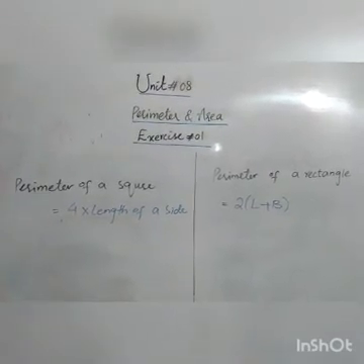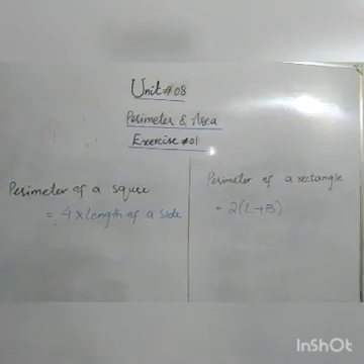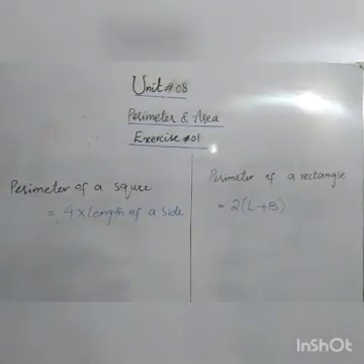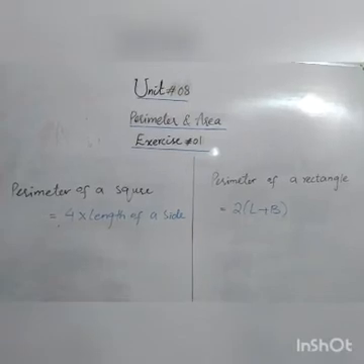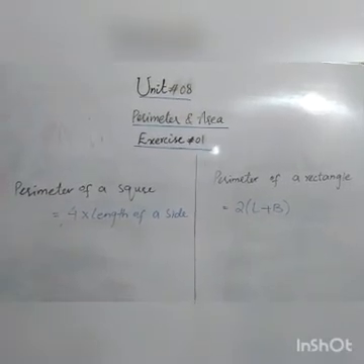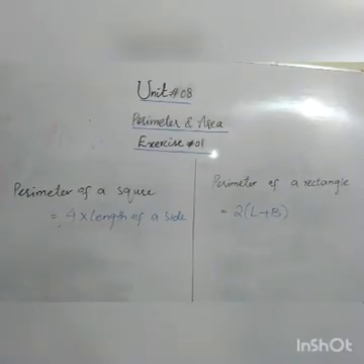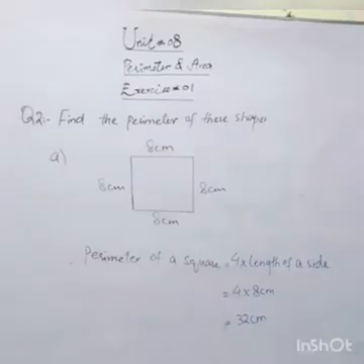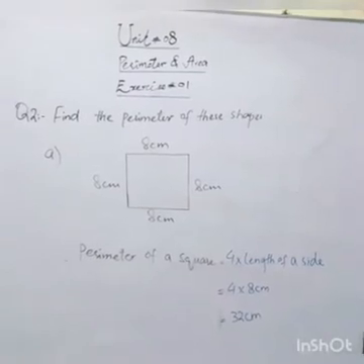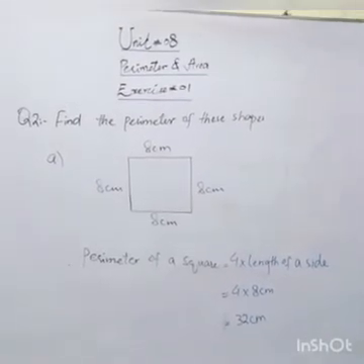Now the formula for perimeter of a rectangle is equal to 2 into L plus B. Here L is the length and B is the breadth. Now we will apply these formulas in our exercise to solve the questions. Question number 2. Find the perimeter of these shapes.